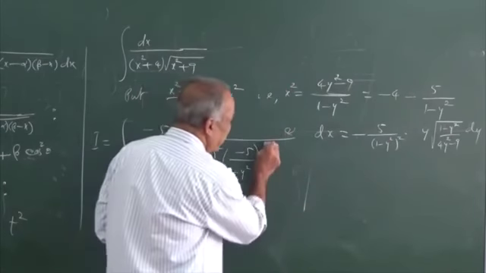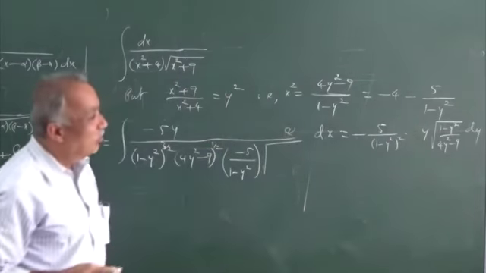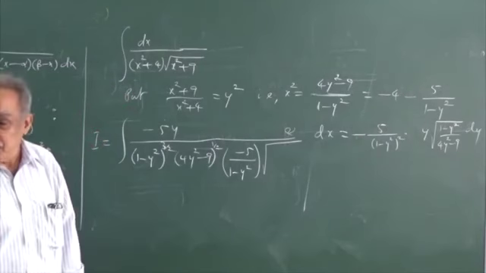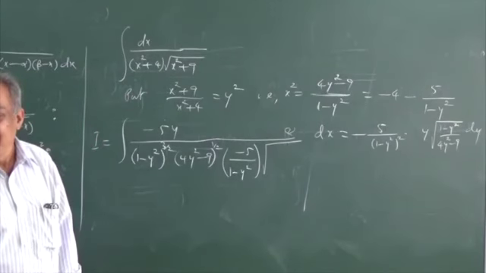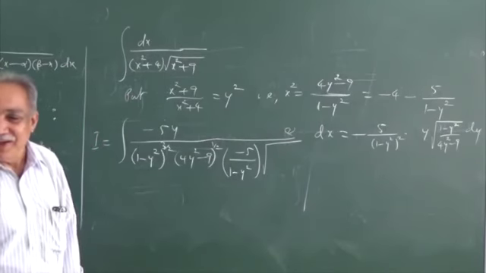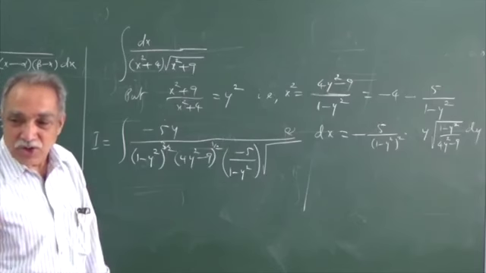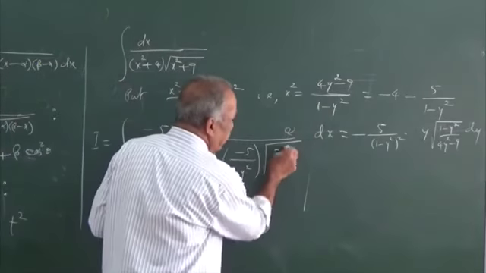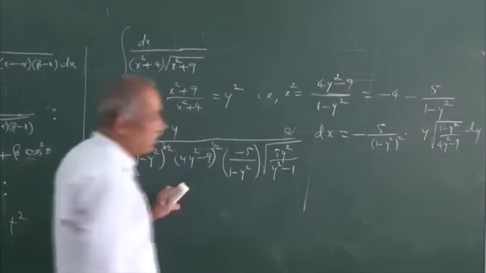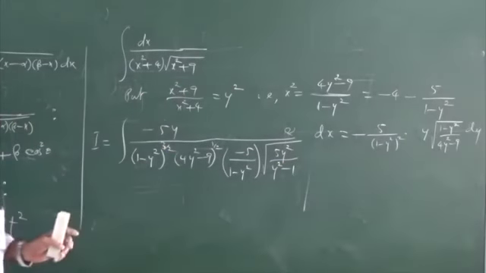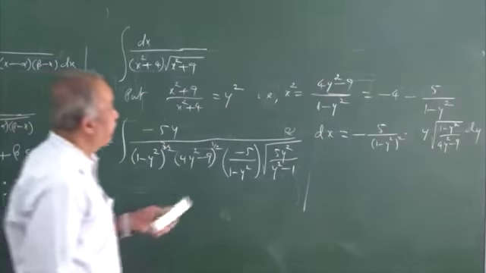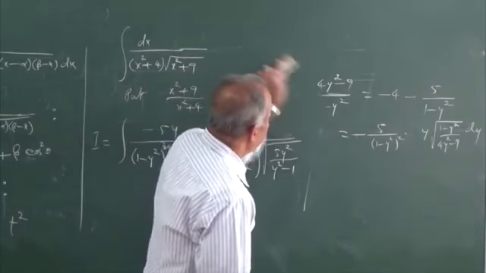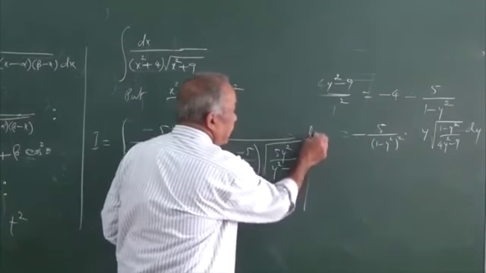Root of 5 by y square minus 1 plus 5. How much? 5y square by y square minus 1. That's all. No constant in numerator. Only 5y square in numerator. No constant term in numerator. Okay. Into dy. Has everything been taken care of? Yes, I think.